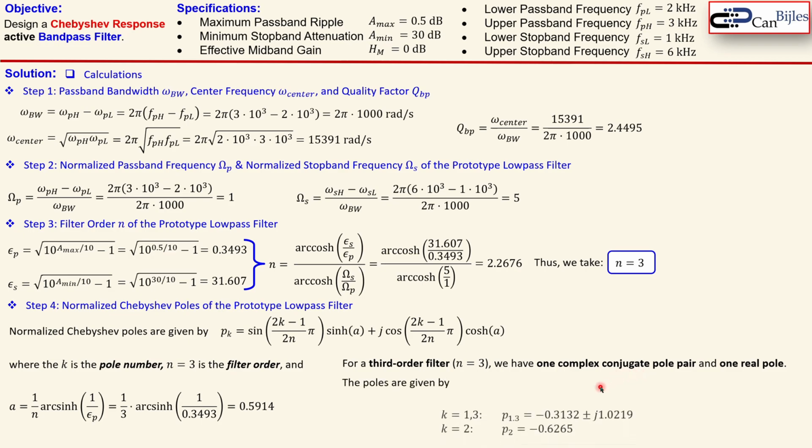So the poles are given by this. You have K1 and K3, those are the complex conjugate pole pair. For K2, you substitute again, similar to K1 and K3. Using the formula for K2, you now get a real pole, as said before, of minus 0.6265. These are important values we need to use later.